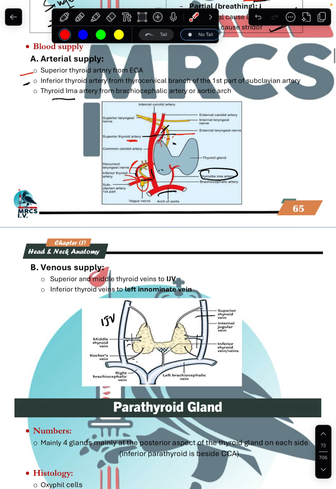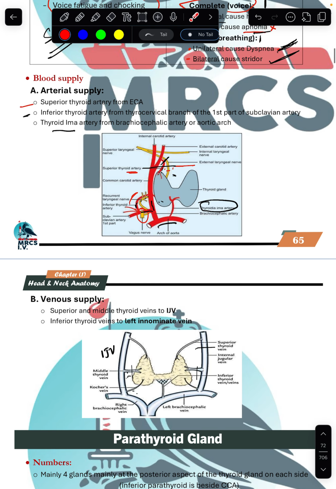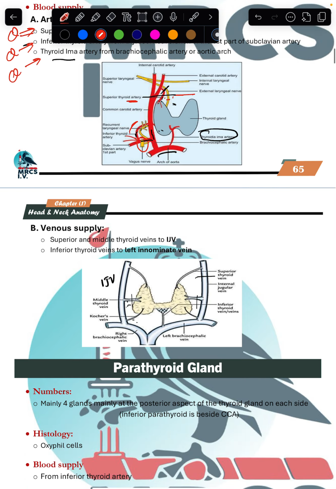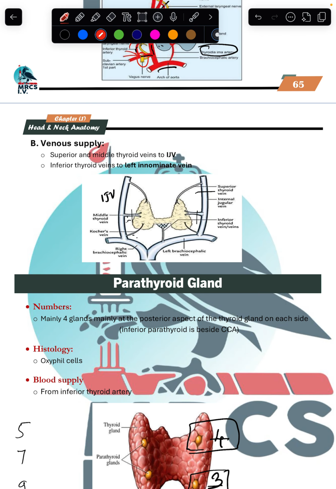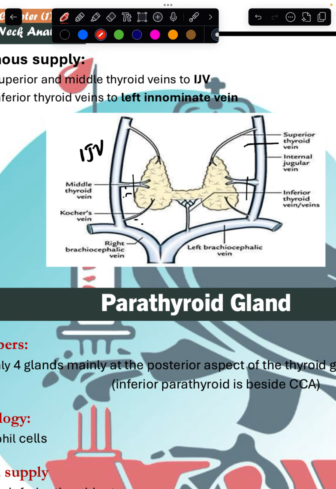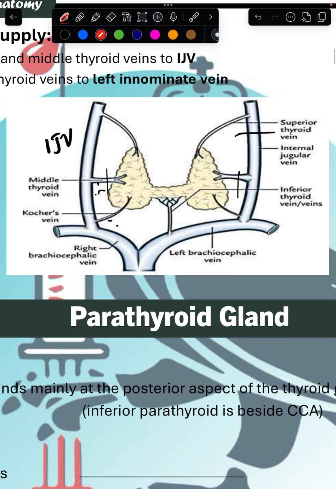The thyroid ima artery may arise from the brachiocephalic. All these three are the questions: superior thyroid, inferior thyroid, thyroid ima. So you can see venous drainage. What is the difference? This drains into the internal jugular vein. Just go and have a look at the picture. This is the upper pole, this is the central part, this is the inferior pole. This is the superior thyroid vein, middle thyroid, and inferior thyroid. So there are three veins, while in the arteries there are only the superior and inferior thyroid arteries.